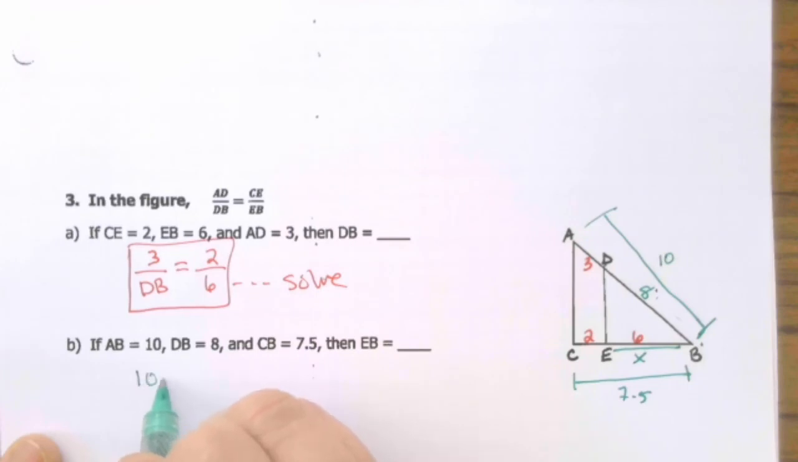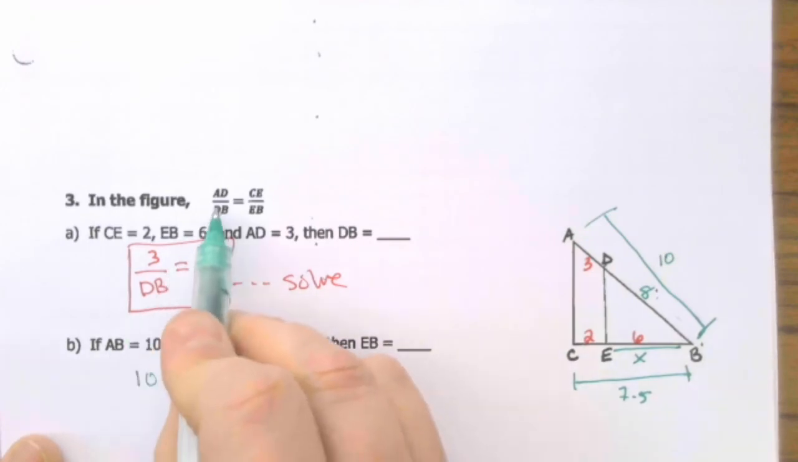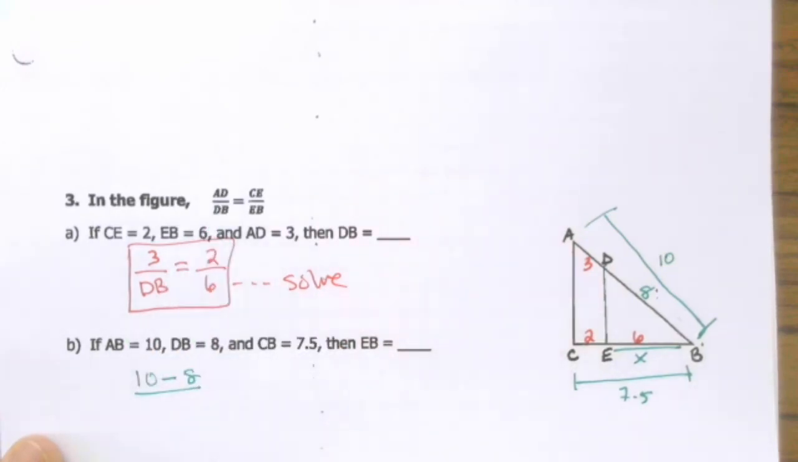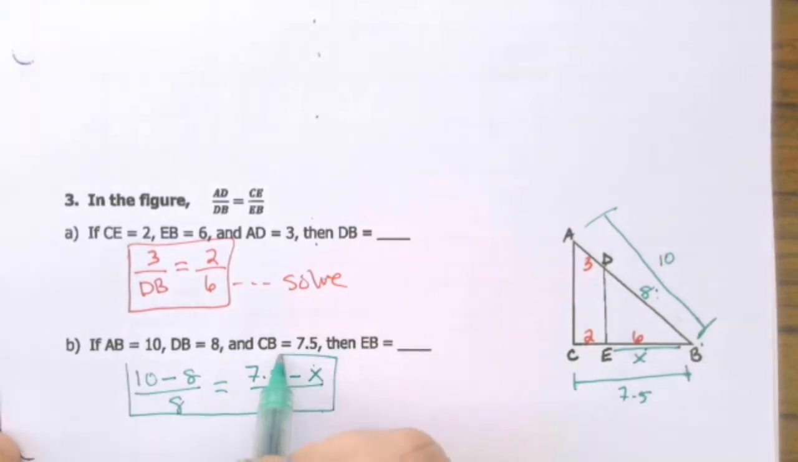So 10 minus 8, that will give me my A to D, over D to B, which is 8, equals C to E. Okay, this is another subtraction one. The whole thing is 7.5. If I subtract X, what's left is CE. So 7.5 minus X over EB, which I called X. That would be your setup for the second one. So sometimes you're going to need to do subtraction. Okay, that is the end of the notes.